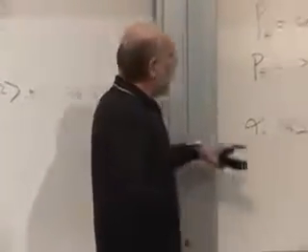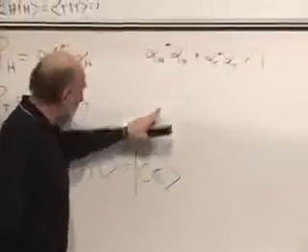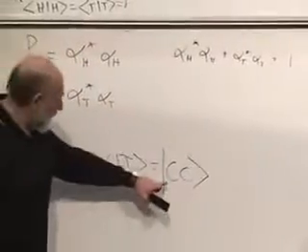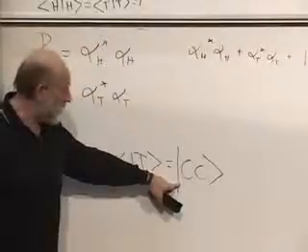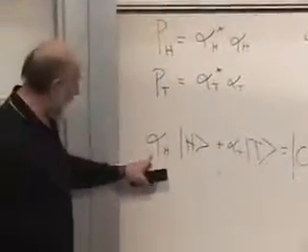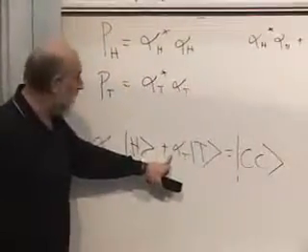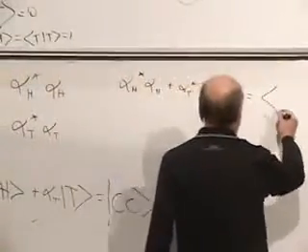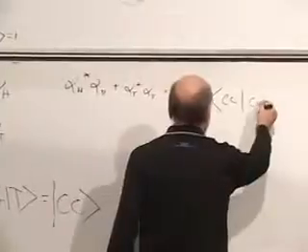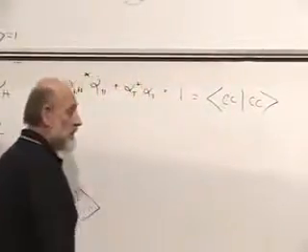All right. This object here is just the inner product of the vector CC with itself. It's just alpha H star alpha H plus alpha T star alpha T. So this is just the inner product of the vector with itself.